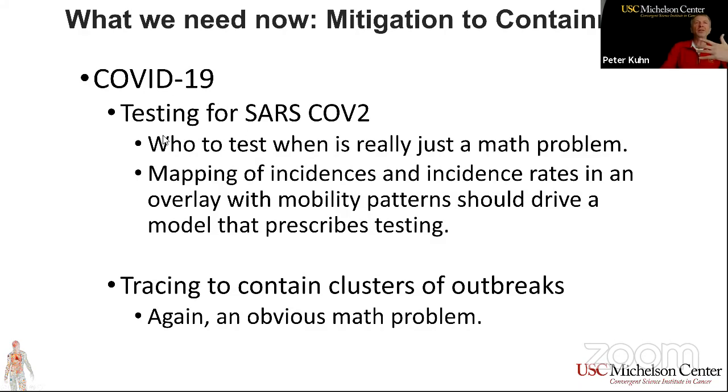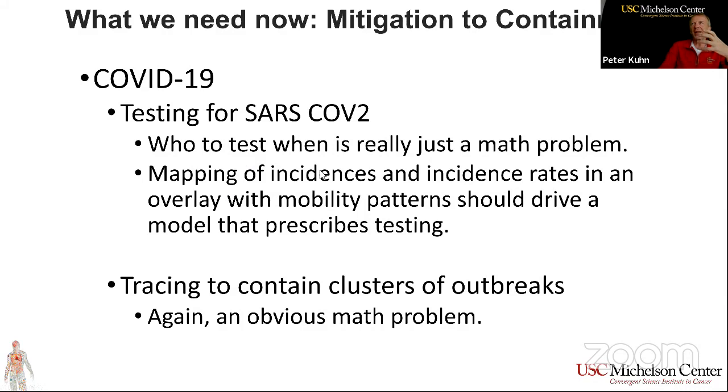But again, what we haven't done yet, and which I think is an opportunity for us to really do, is that who to test and when, that should really just be a math problem, right? That's a geospatial mapping problem. It's a real-time data problem. And in an ideal world, there would be an algorithmic approach about when a nurse shows up at somebody's home and says, it's your time to get tested today. And the same thing when it comes to people coming back to the USC campus.